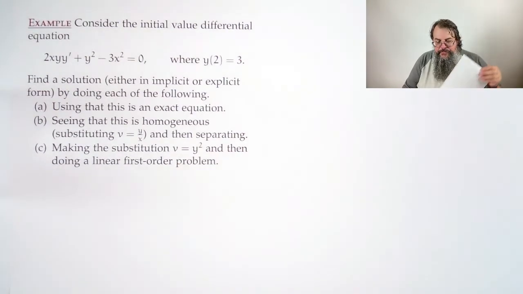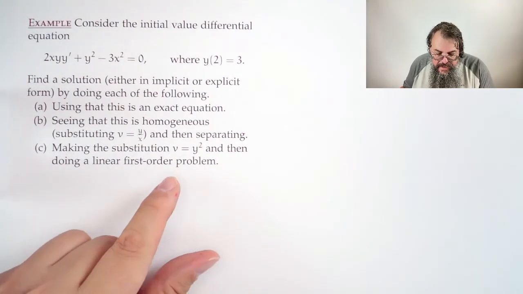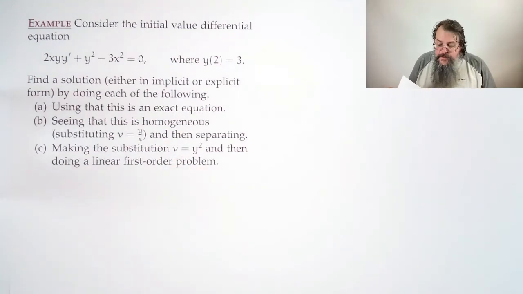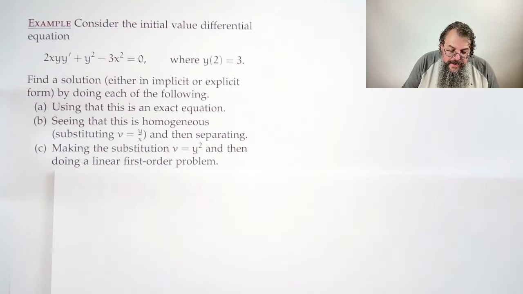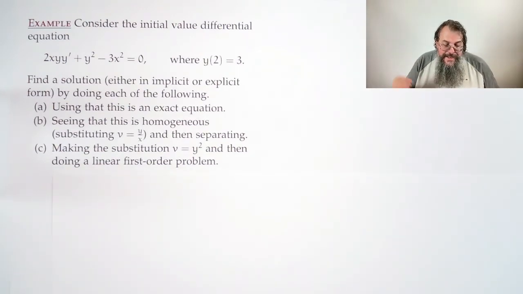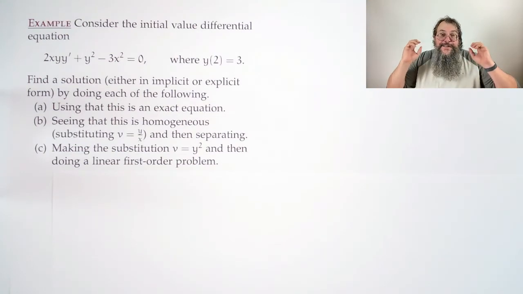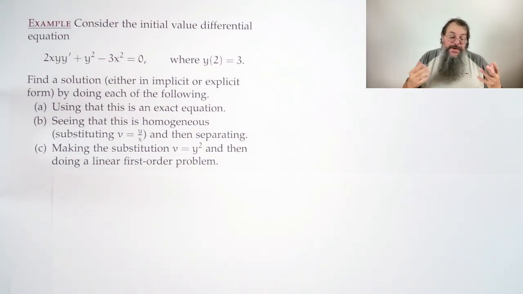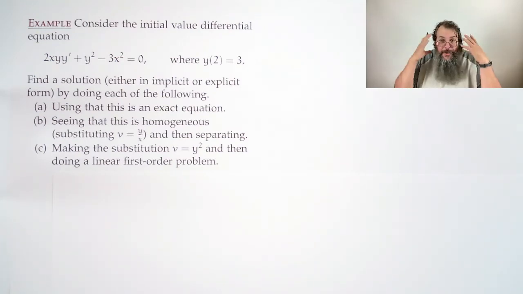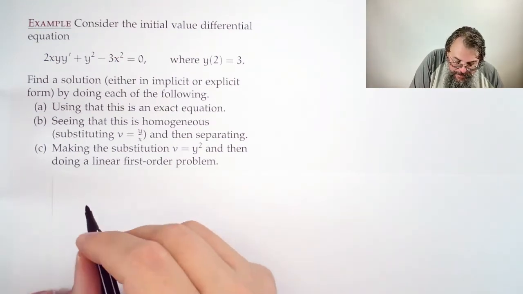Now, this says making the substitution v equals y squared and then doing a linear first order. Actually, whenever you do a substitution, y to a power, that's Bernoulli. So it turns out we can also do Bernoulli. Wow, all these things wrapped in one.